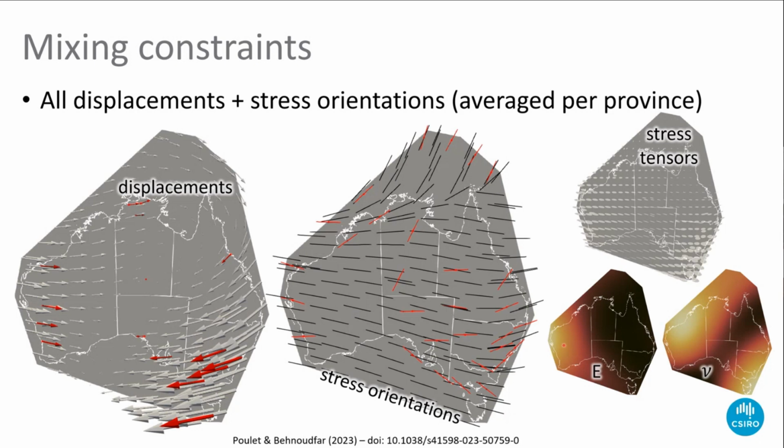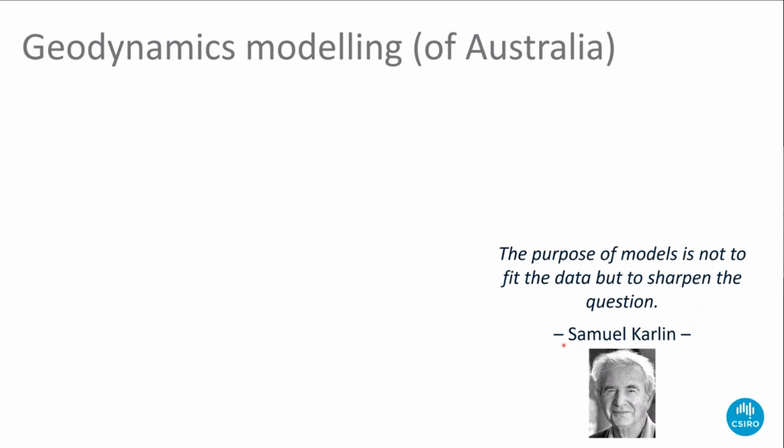So we have some match, we have some explainability, which is interesting. But the result is not perfect, but it tells us where it is not. So we can already derive some of the conclusions from geodynamics modeling, at least in Australia.